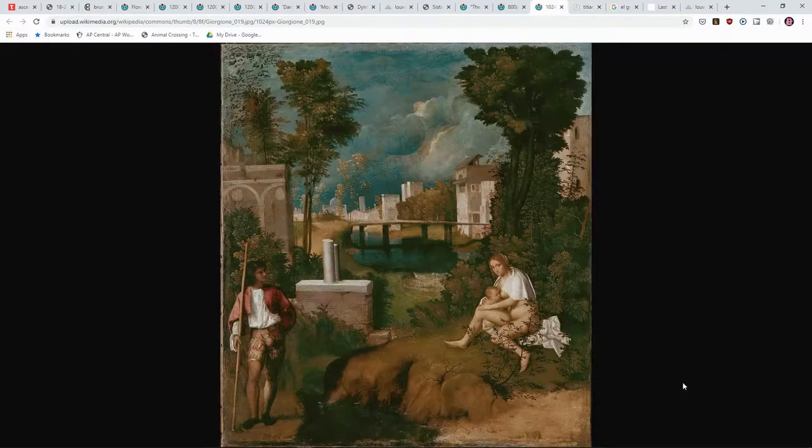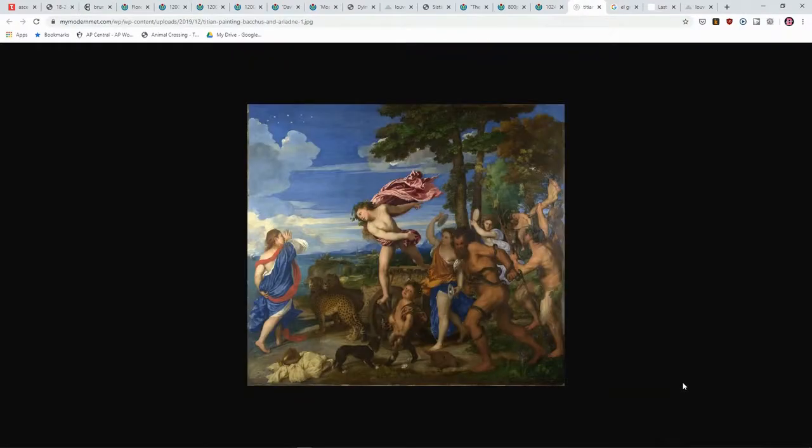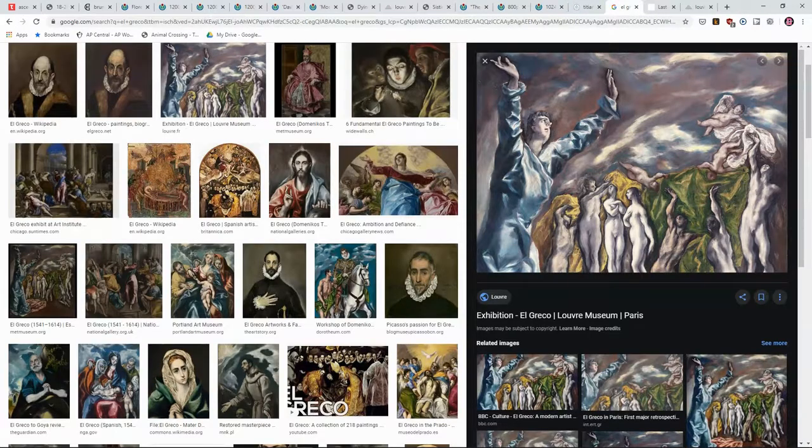Oh, I'm sorry. Did I get? Yeah, that's Giorgione. Oh, I did get a Titian. I'm sorry, I did get a Titian indeed. But yeah, I don't know too much about it. I should have probably had a portrait. So we're gonna move on from that one.